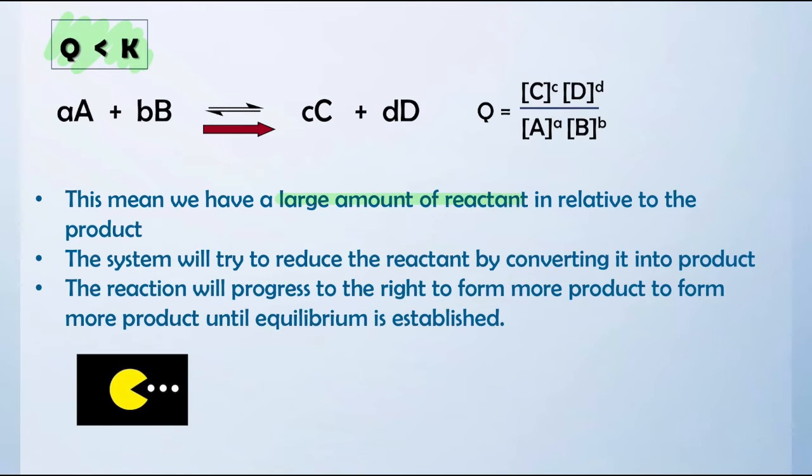So when Q is less than K, this means we have a large amount of reactant relative to the product. So what will happen? The system will try to reduce the reactant by converting it into product. So the reaction will progress to the right to form more product until equilibrium is established.